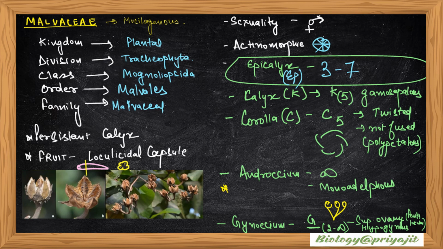The calyx is gamosepalous condition. They are fused in nature. Corolla, 5 corolla are found. They are twisted, not fused. That is polypetalous condition. Estivation, twisted estivation you can find there. Androecium, monoadelphous androecium. Gynoecium, there is superior ovary and hypogynous condition.